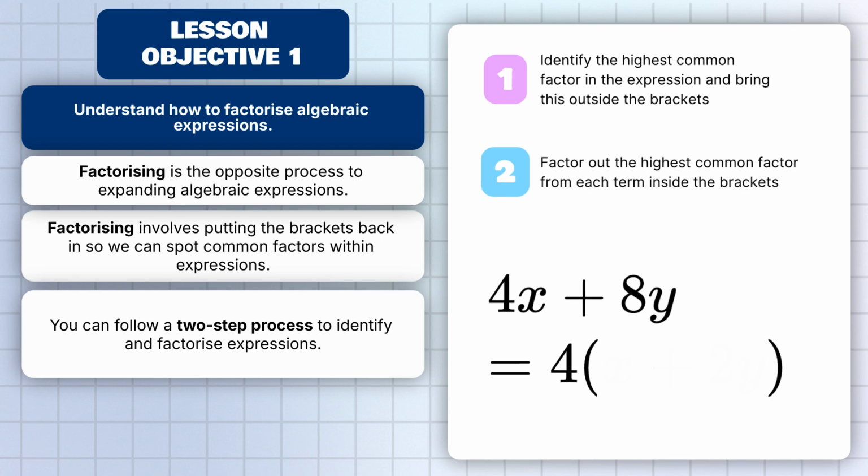Now we need to think about what we need to put inside the brackets to keep the expression the same. So divide the first term, 4x, by 4 to get x, then divide 8y by 4 to get 2y. So the expression becomes 4 brackets x plus 2y. Remember, you can always expand the brackets back out to check that you have got the right answer.